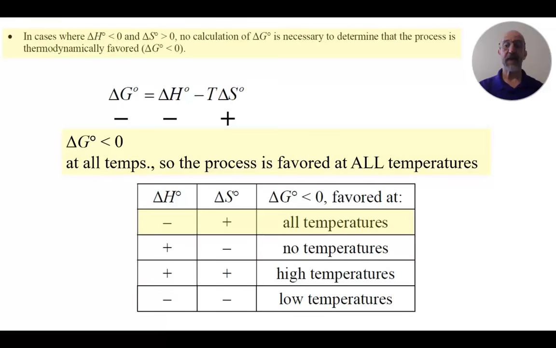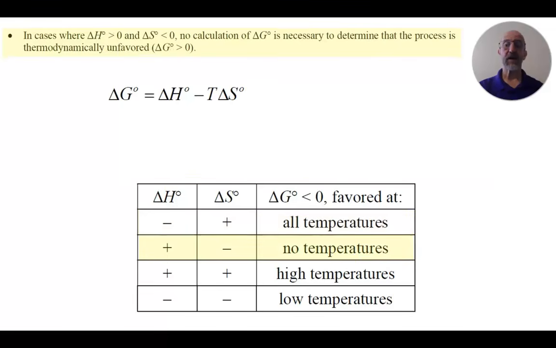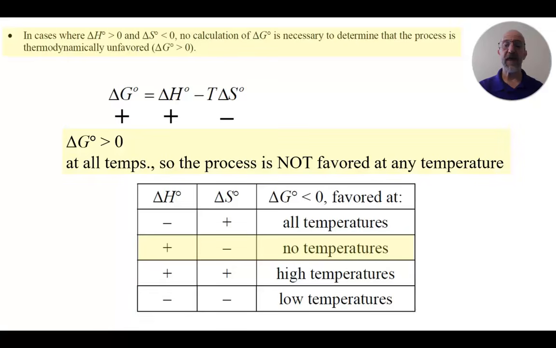And on the other hand, in cases where the delta H is positive and the delta S is negative, no calculation of delta G is necessary to determine that the process is thermodynamically unfavored. So again, positive delta G, that would happen at all temperatures. All right, well, this wraps up the review of topic 9.3. Now it's time to move on to the practice for topic 9.3.